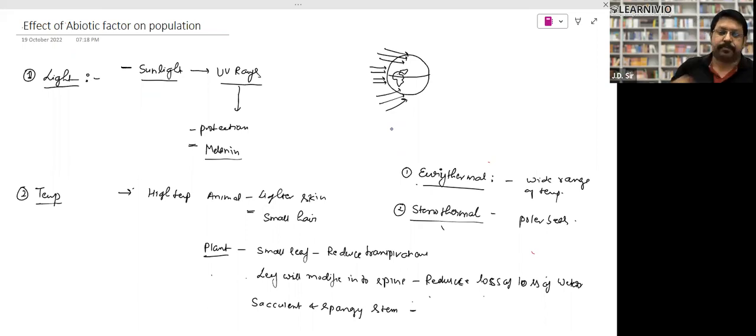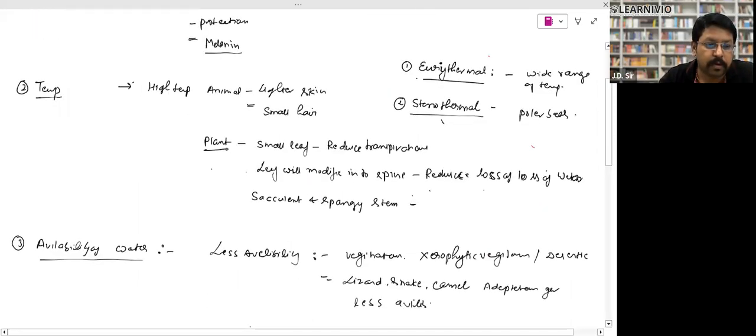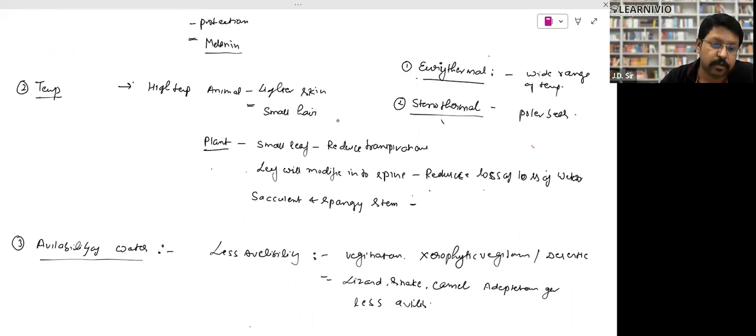Now the temperature. In high temperature areas, normally, this is important: the animals have lighter skin and small hair to protect their body from the heat, right? Plants will have small leaves to reduce transpiration. Where? In the high temperature area. Plants like cactus will have small leaves to reduce transpiration. The leaf will be modified into spines to reduce the loss of water.